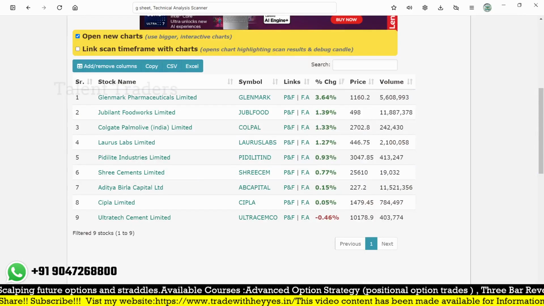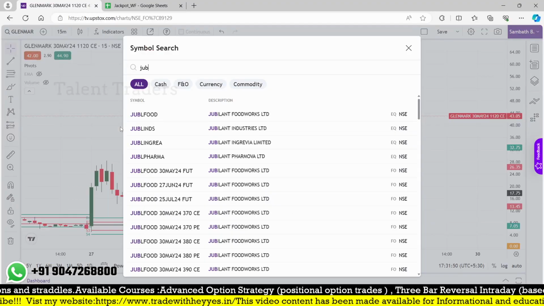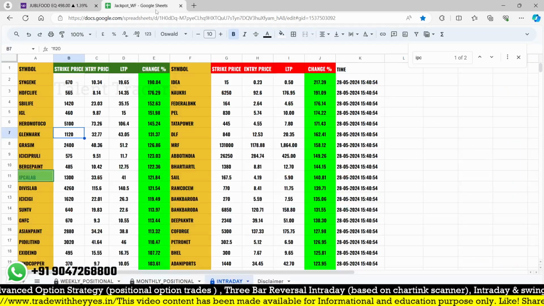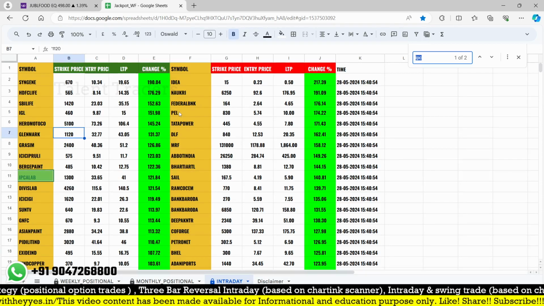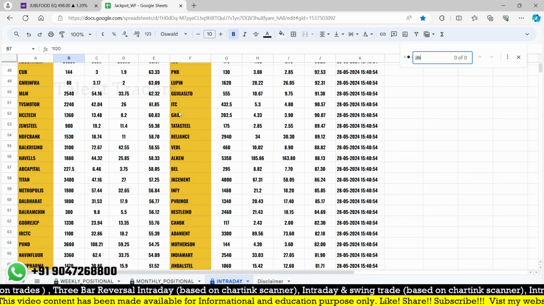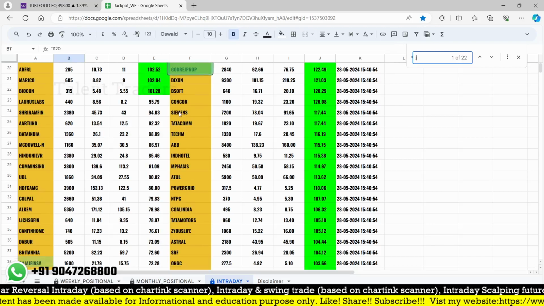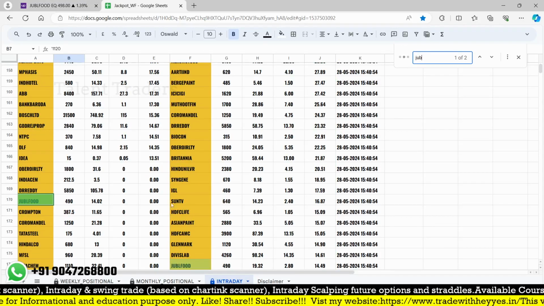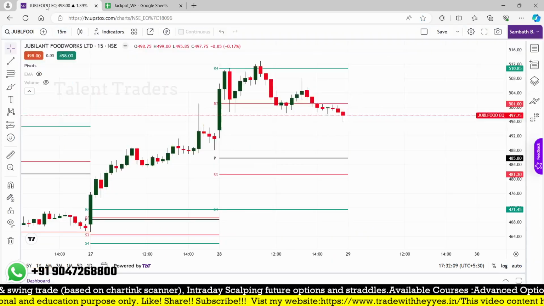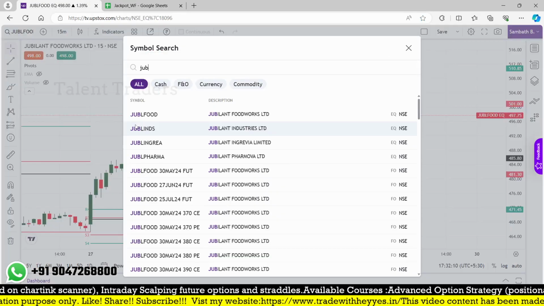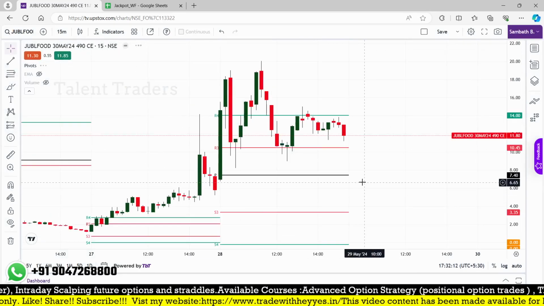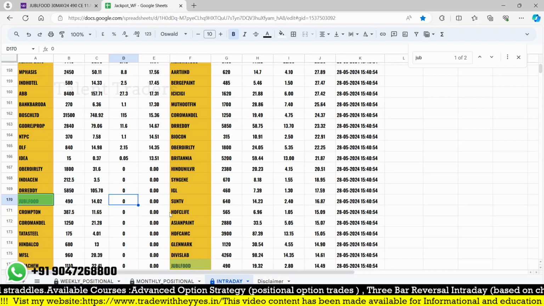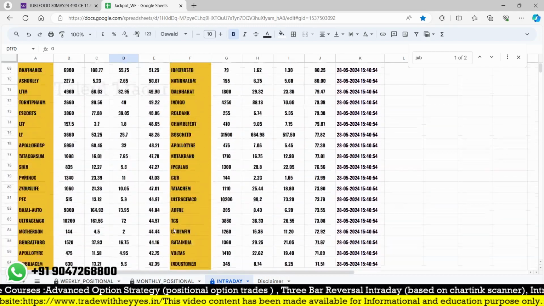Second, Jubilant Food. Let me check Jubilant Food. On the third candle, it maybe touches. And for Jubilant Food, I think you need to check the liquidity. So 490. I think you can see the LTP is 0. That may not be liquid. 490, we are looking at, I think it is liquid, and in the first candle also it is triggered, so simply ignore it, because we are looking at the direct option chart, not the spot chart.